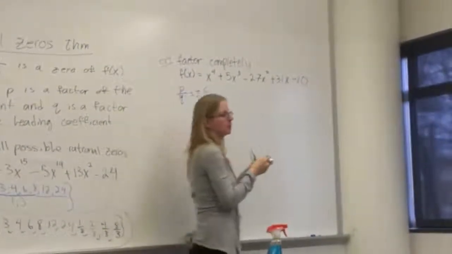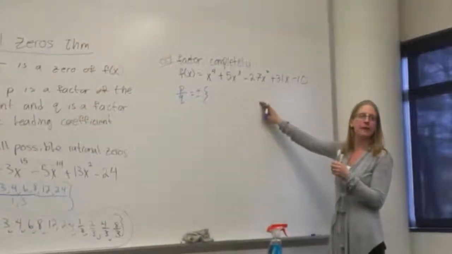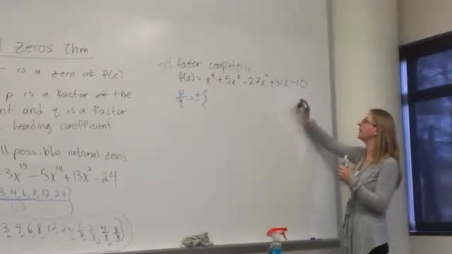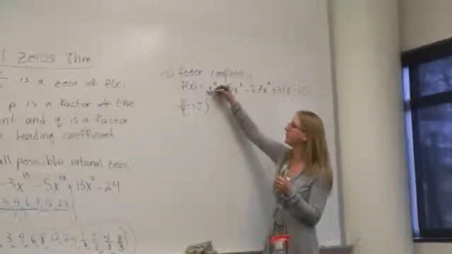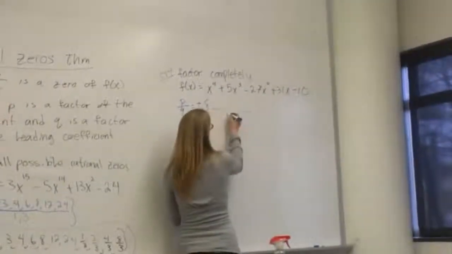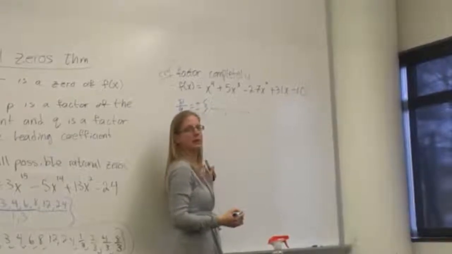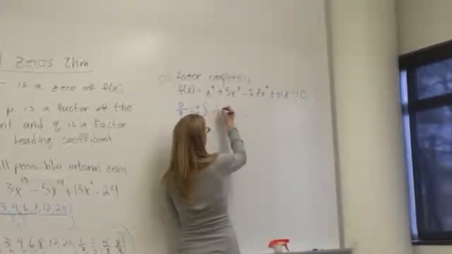Plus or minus, because you could try a positive or a negative. So you're going to list out all of the possible factors of this number divided by all of the possible factors of this number. This number is just a 1, so on the bottom, what divides evenly into 1? Just 1. For the constant, what numbers divide evenly into 10? 1, 2, 5, 10.